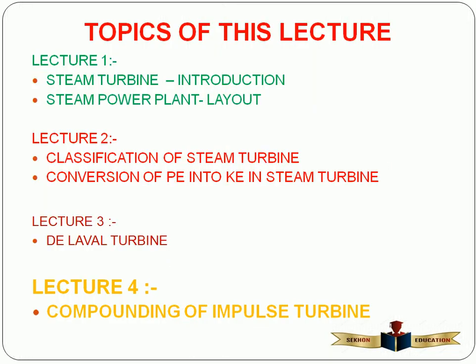In the previous three lectures, in the first lecture we studied the introduction to a steam turbine or steam power plant layout. In the second lecture we studied the classification of steam turbines and how we can convert pressure energy into kinetic energy. In the third lecture we covered the De Laval turbine, that is the single stage impulse turbine. Now we are studying the compounding of impulse turbines.